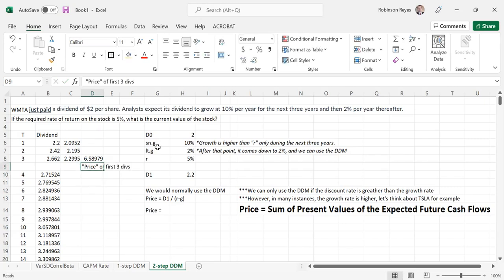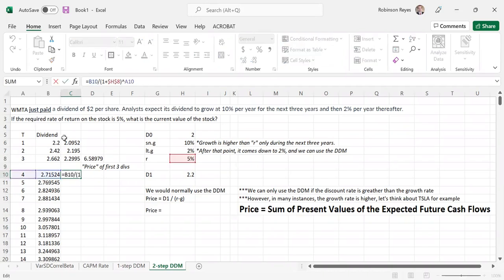Okay. But the price of the stock also includes the quote unquote price of the dividends, all the dividends forever. So we need to get those prices. Now the good thing is we can keep scrolling down. Let's keep this because I have this space here. And now we have here the present value. Let's look at the formula again. This is just the dividend 4 divided by 1 plus r to the power of time, which is 4 now.